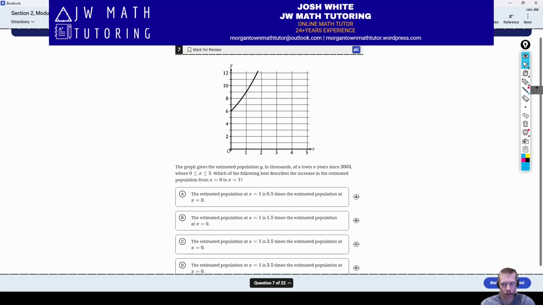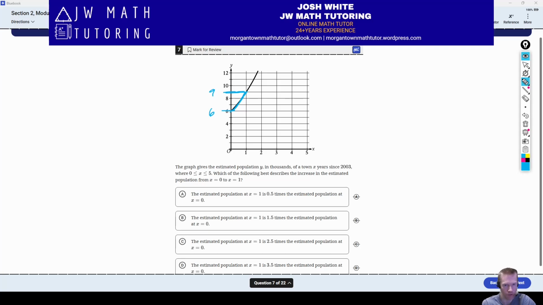All right, next up, question number 7. Here you have a graph, the population in a town, and it wants to know basically which of these answer choices best describes what happened from x equals 0 to x equals 1. So basically this part right here, this section of the graph. Notice it's at 6, technically 6,000, when x is 0, and it's at 9, technically 9,000, when x is equal to 1.